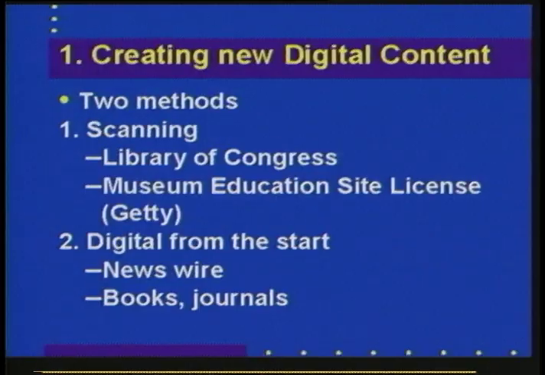Whoopsie. Creating new digital content. Let's go back to where we were. My point one was creating new content. Now, there are two methods of creating content. One is scanning. There's a large project at the Library of Congress, and this is the kind of thing where if you take your scrapbook and you scan your pictures, we've all done it, you create new content. There's another large project that's going on that Getty is funding to scan in museum pictures for use in education. And then there's lots and lots of information which is digital from the start, like newswire and books and journals.